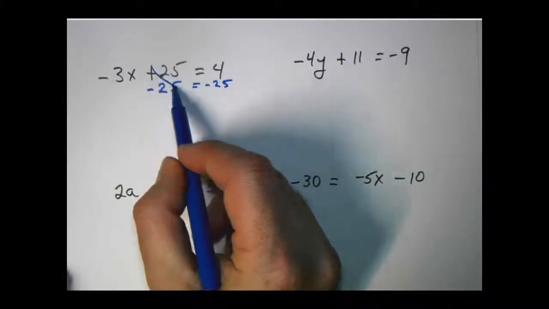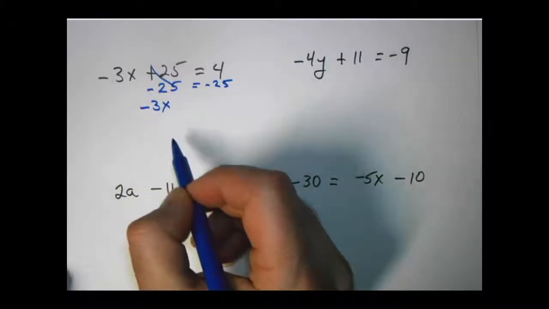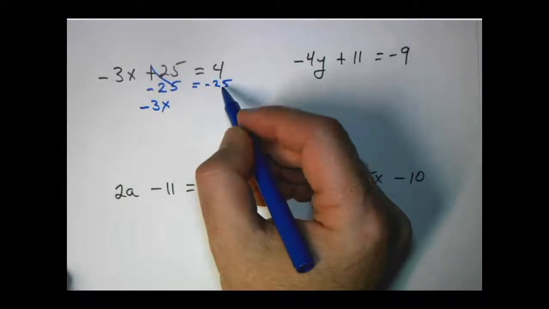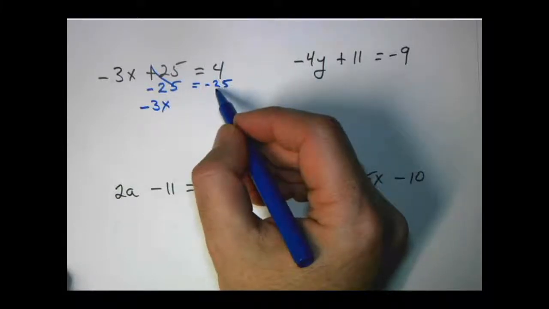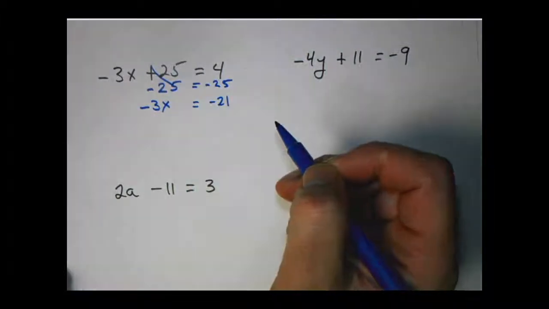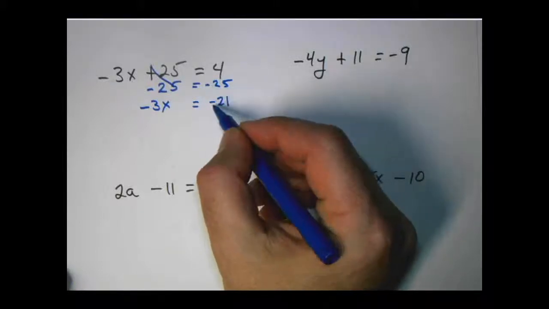So plus 25 minus 25 goes away. We didn't do anything with this, so we drop it down. And here we have a plus 4 and a minus 25. So we take the smaller one from the bigger one and keep the bigger one's sign. So that'll give us minus 21. 4 from 25 is 21, minus drops.